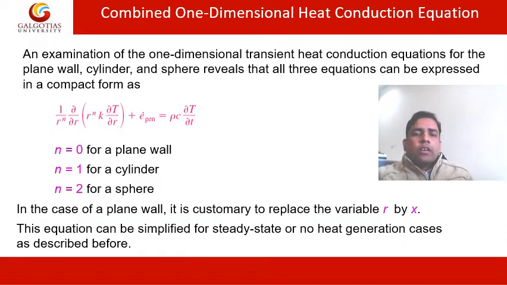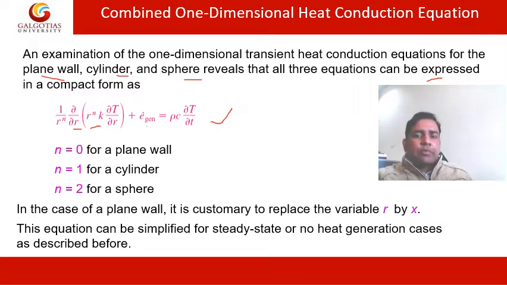If we look at the one-dimensional transient heat conduction equation for the plane wall, for the cylinder, and for the sphere, we see that all three equations can be combined together and expressed in a compact form, as we can see through this equation: 1 upon r to the power n, del over del r, into r to the power n k del T over del r, plus E generation.